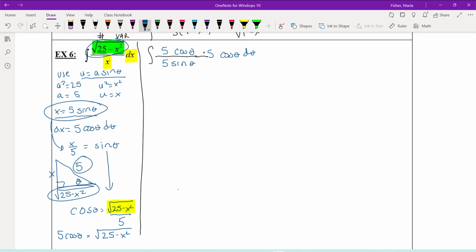Now clean this up. You have a 5 in the denominator and a 5 in the numerator. Those cancel. And then you're left with another 5. That's a constant multiplier. We're going to pull it out of the integral. So we have 5 times the integral of, well, cosine times cosine is cosine squared theta, and then d theta, and that denominator has the sine of theta. How do I handle cosine squared theta over sine theta?